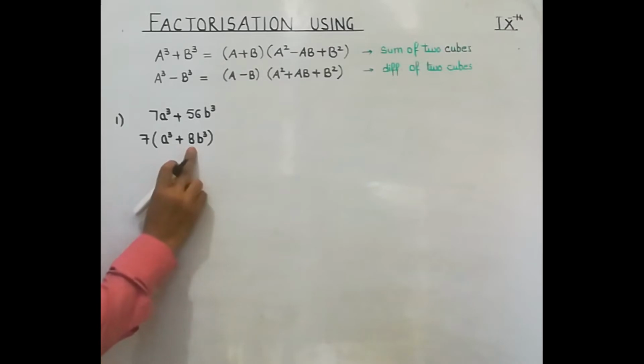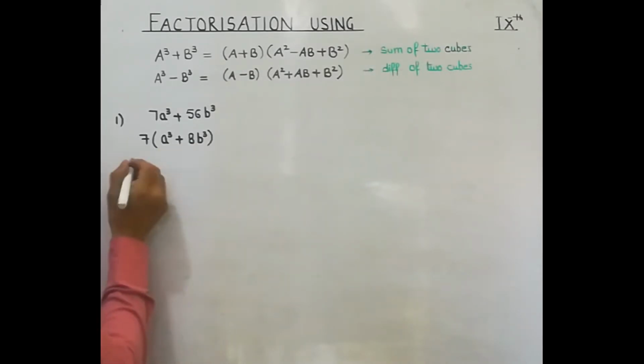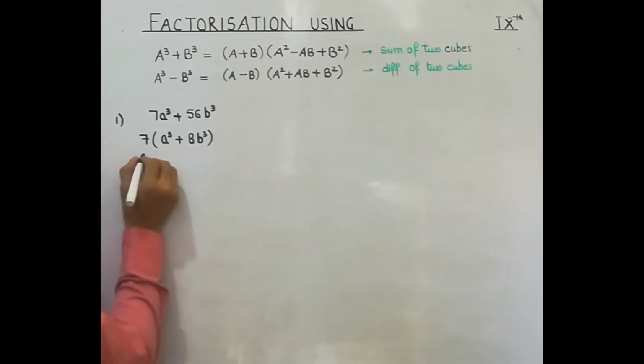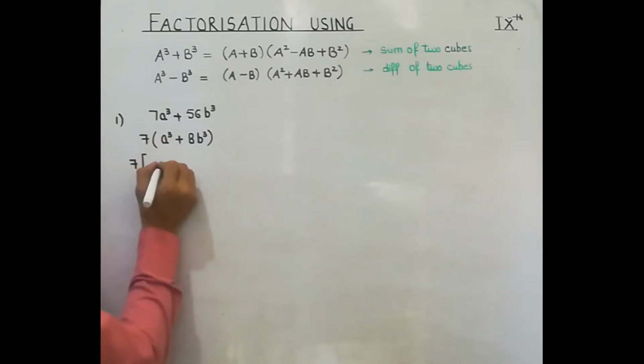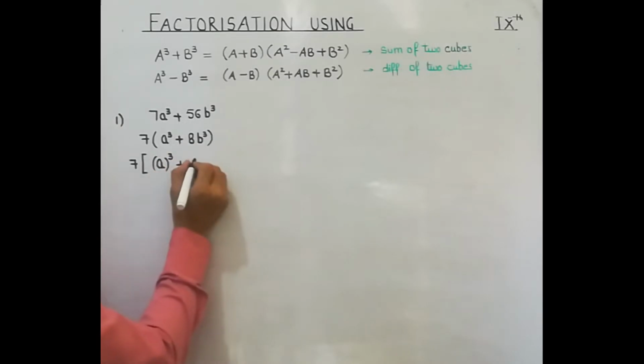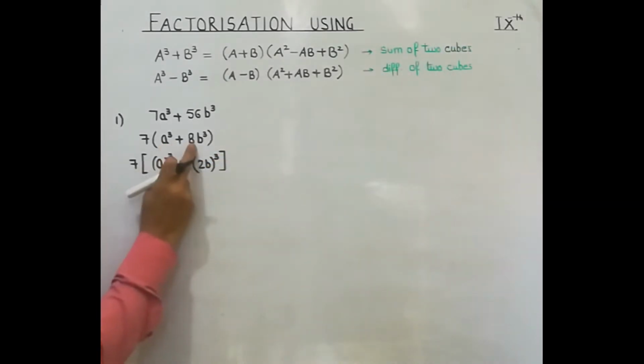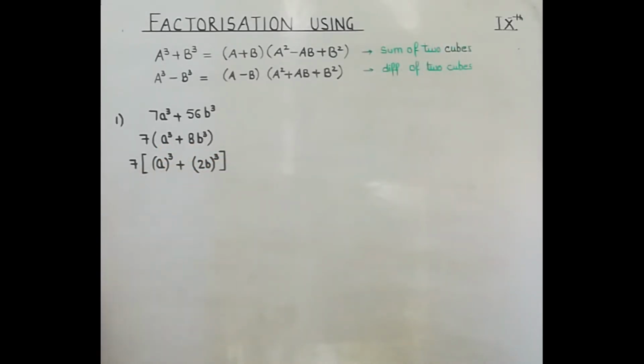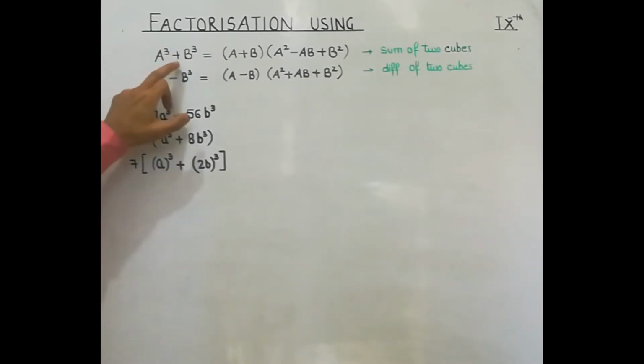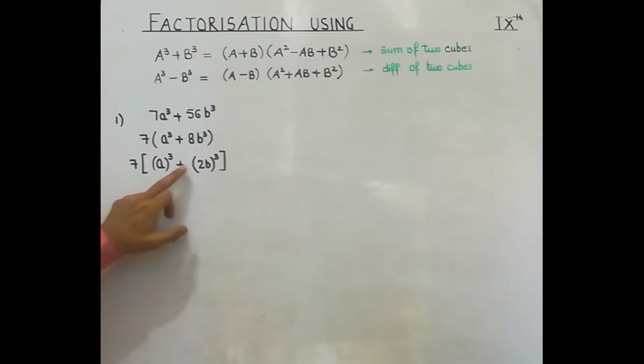Now these two terms you can see both can be converted in cube. This is 7. The first one will be written as cube of a, the second one will be written as cube of 2b. So we have converted these two terms in cube form. Whatever you get in the first bracket, that is your a, and what you get in the second bracket, that is your b. So we have got this form, a cube plus b cube.